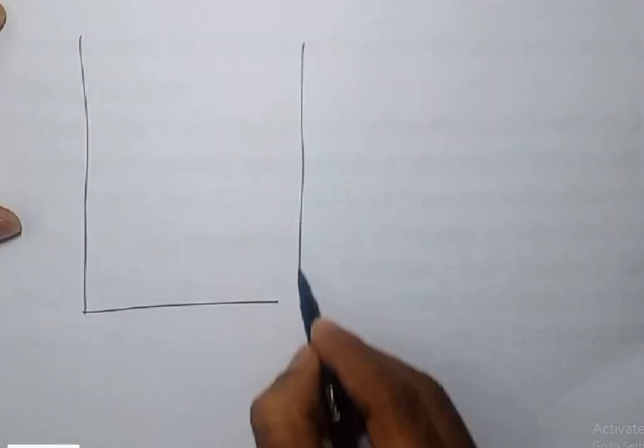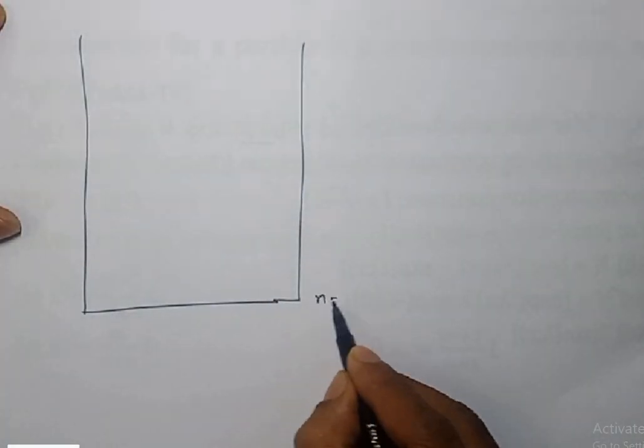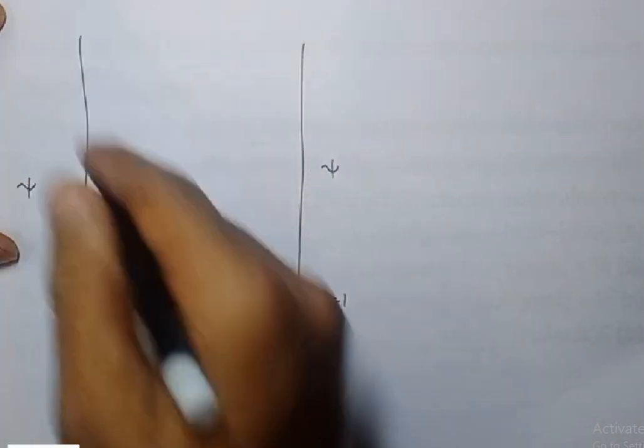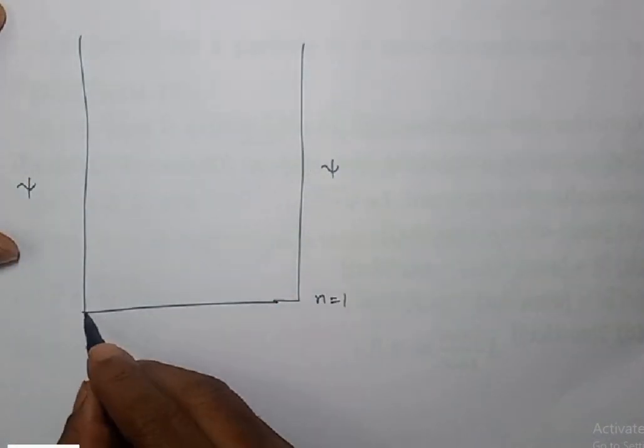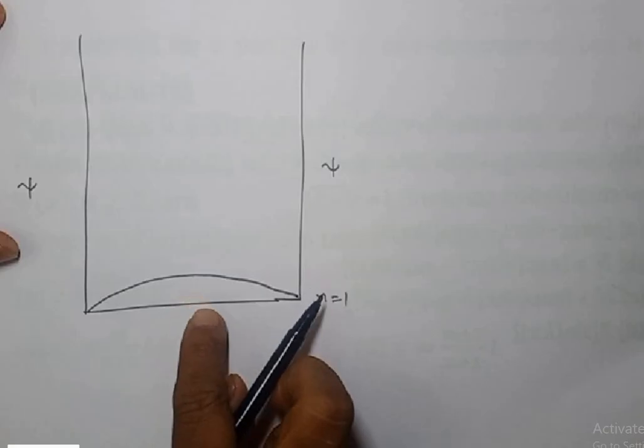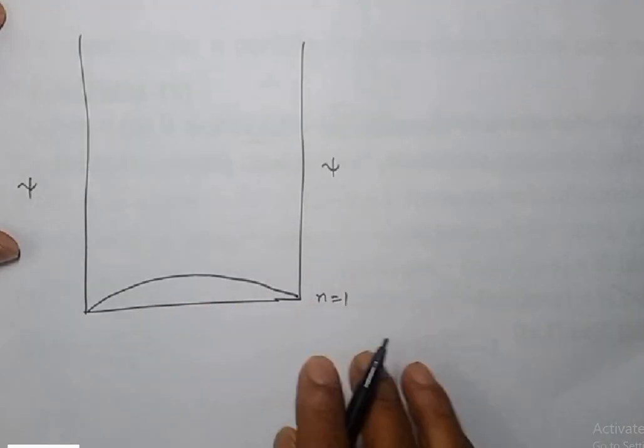Let me draw all the wave functions here. First I will take the ground state, n equal to 1. I am plotting wave functions along the axis. For the ground state, the wave function is supposed to be like this. In the ground state, when n is equal to 1, there is no node.